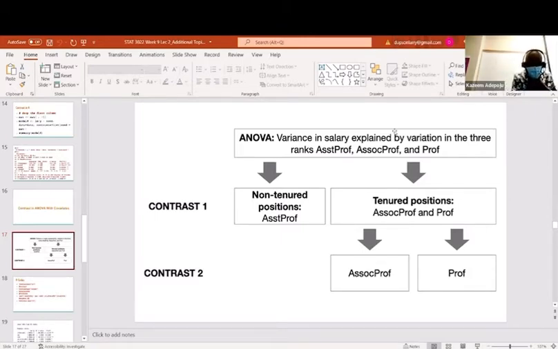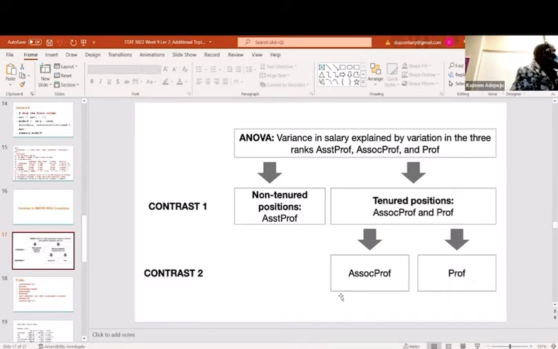When you take a look at the first one here, I basically want to compare the salary of assistant professor with the other two levels of professors. Is there any significant difference in them? That's a contrast one. Now, the second contrast is basically going to be within the tenure track position: associate professor and professor, is there a significant difference in their salaries?